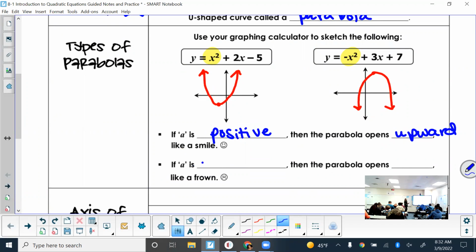If a is negative, so the number in front of the x squared is negative, the parabola opens downward, or just down. It opens down like a frown. It rhymes. Down like a frown. So when negative things happen, they make you frown. That's why when this is negative, it opens down like a frown. So questions on the vocab so far? That should be easy points, identifying whether it's positive or negative.